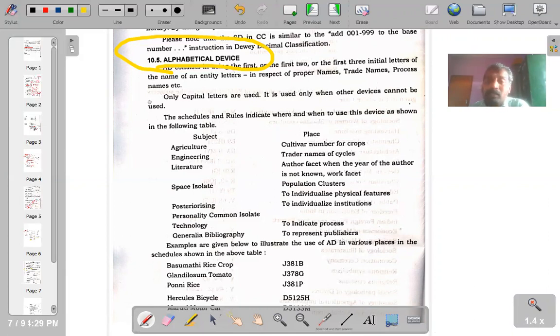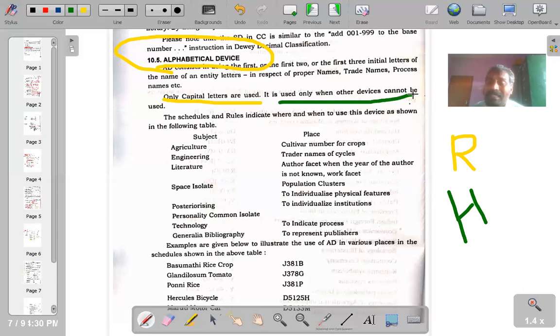But please understand, only capital letters are used. You are not supposed to use any small letter for the alphabetical device. You are going to make use of only capital letters. Suppose if you want to write rice, you have to write R in capital letters. Don't write small r. If you want to write Hercules bicycle, you have to write H in capital letters, not in small letters.